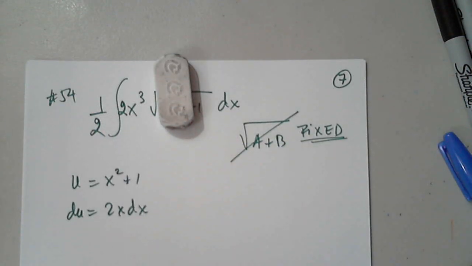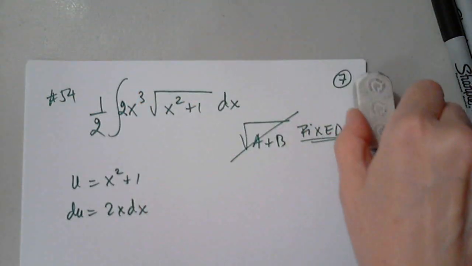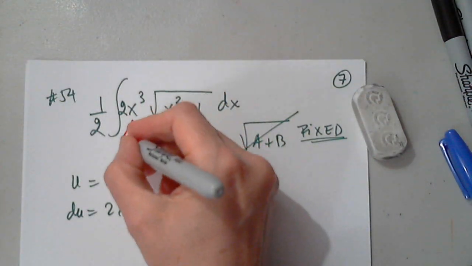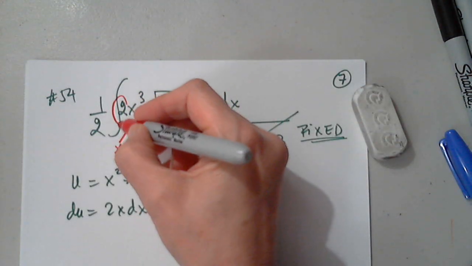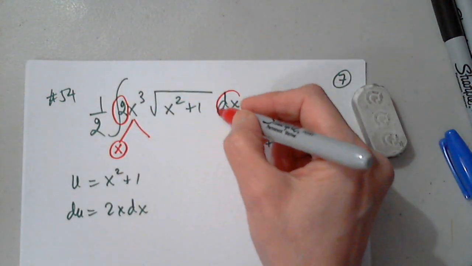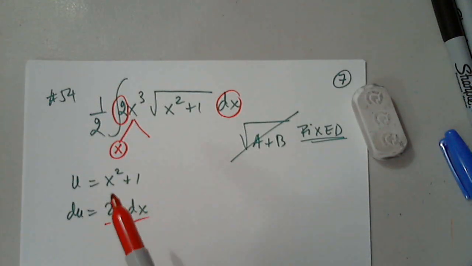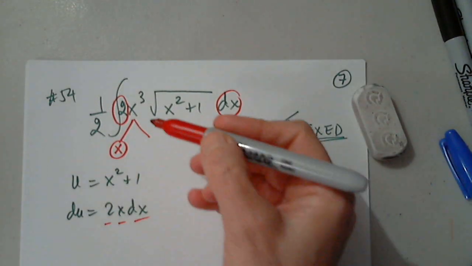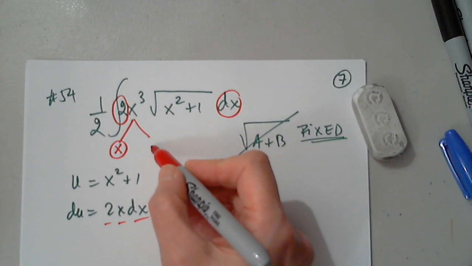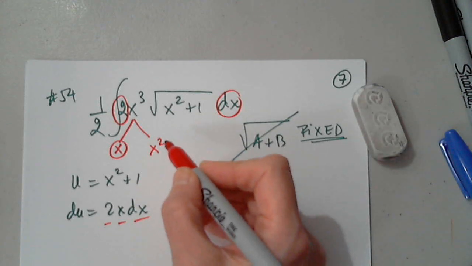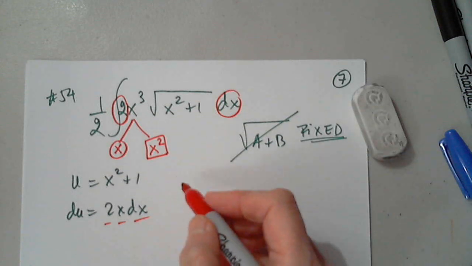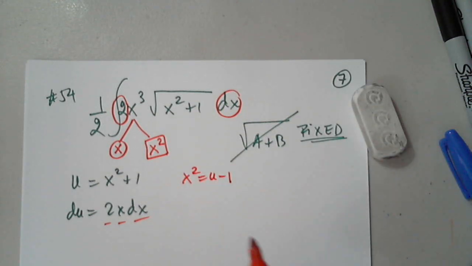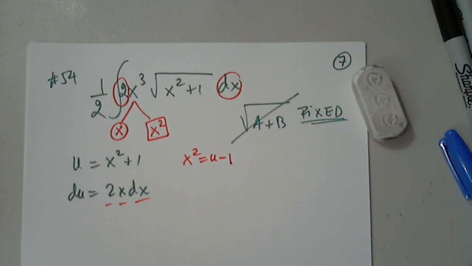Now I have a little bit of an issue here. Why? Because I only need x from x cubed. So the 2, the x, and the dx, 2x dx, will be replaced by du. But there is a leftover. What is the leftover? X squared. How do I get this x squared? Very easy. The x squared equals u minus 1.